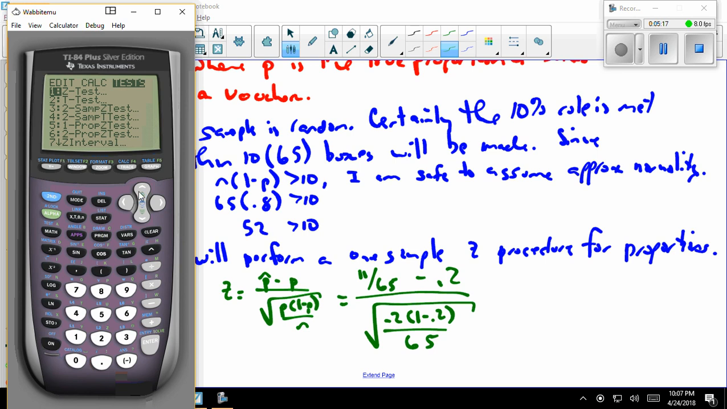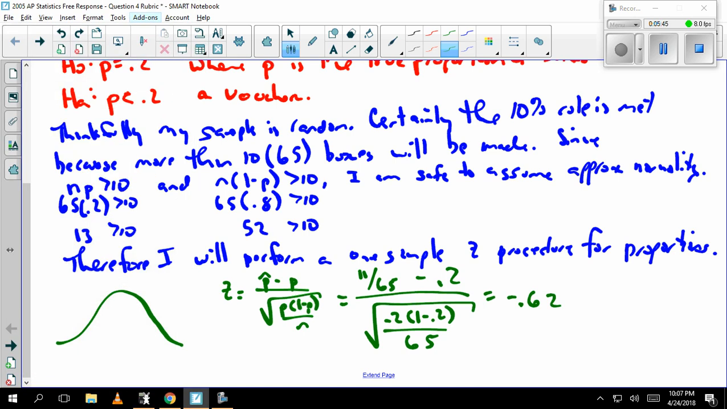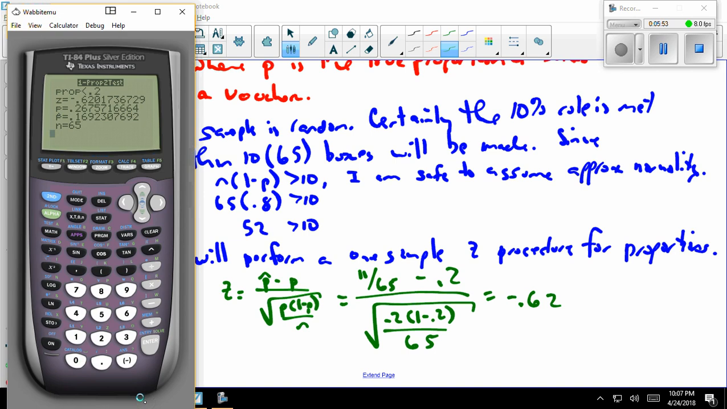Now I probably don't want to do that the long way, so I can pull out my calculator and I'm going to go stat test, one prop z test. My p naught is 0.2, and this is 11 out of 65 boxes, and I want to know if that's actually less than 0.2. So I calculate it. Here's what I get. This z is negative 0.62, which means this area is my p-value, and my p-value here is 0.267.